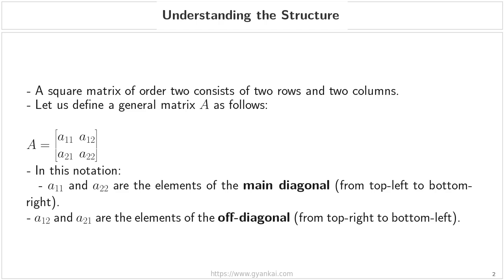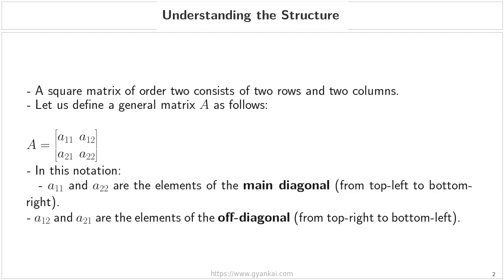To master the formula we are about to learn, you need to recognize 2 specific parts of this matrix. First, look at the elements a sub 1-1 and a sub 2-2. These run from the top left to the bottom right, and we call this the main diagonal. Next, look at the elements a sub 1-2 and a sub 2-1. These run from the top right to the bottom left, and we refer to these as the off-diagonal elements. Keeping these 2 paths distinct is the secret to calculating the determinant correctly in the next step.